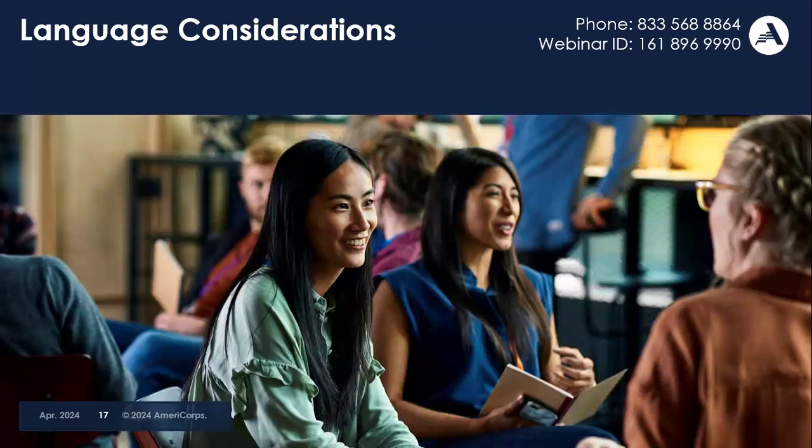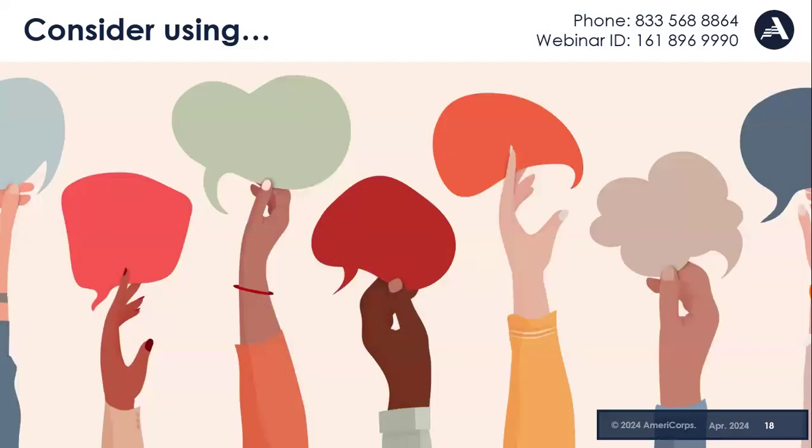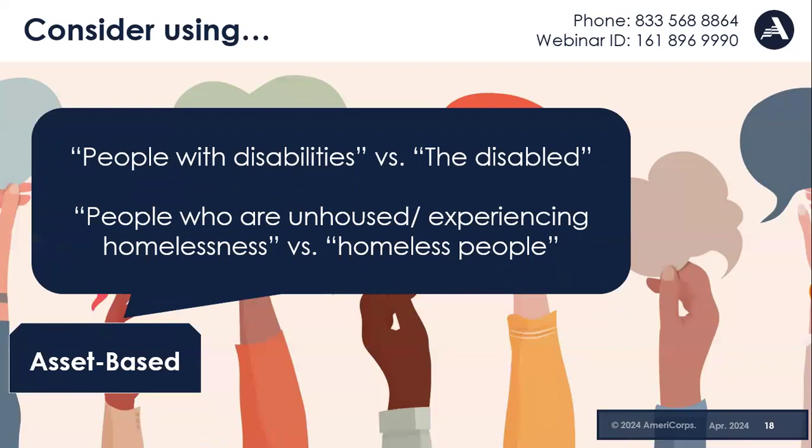And just a note here, we are mostly focusing on content today, but it is also important to pay attention to the language you use as you talk about your activities and your service community. So we are suggesting to keep a few things in mind. Consider using language that's asset-based, people-first, prioritizing societal responsibilities over individual blame. For example, you may want to say people with disabilities instead of the disabled, or people who are unhoused or experiencing homelessness instead of homeless people. It's important to consider the biases and implications that can be found in our descriptions of groups of people.